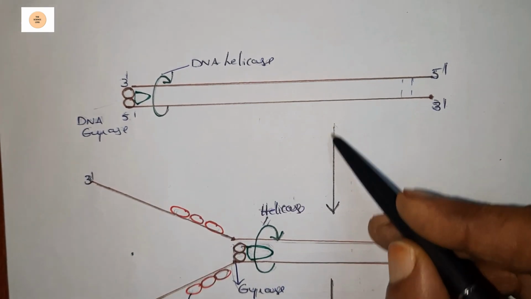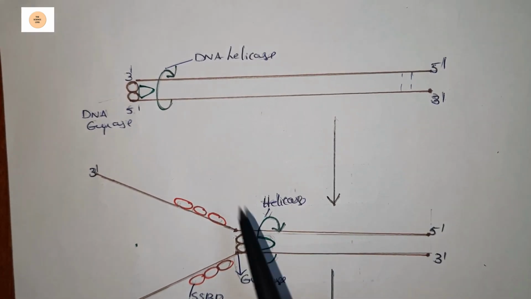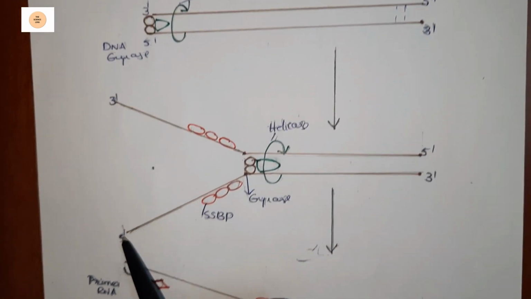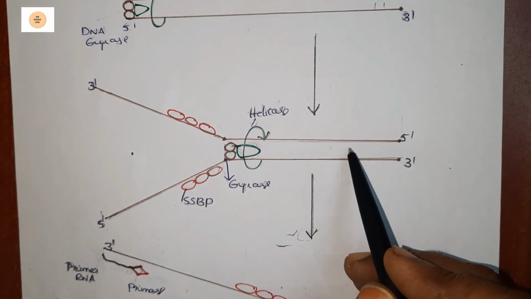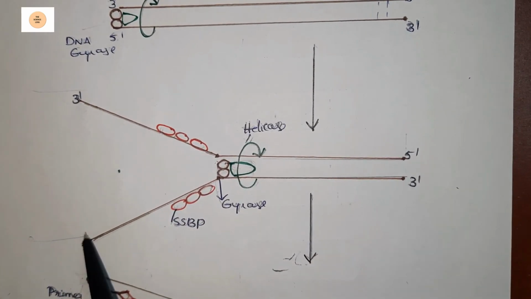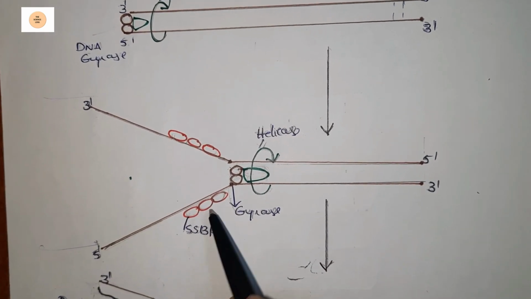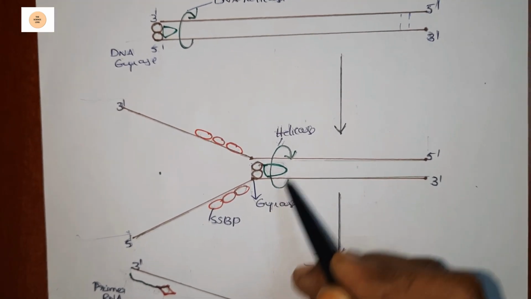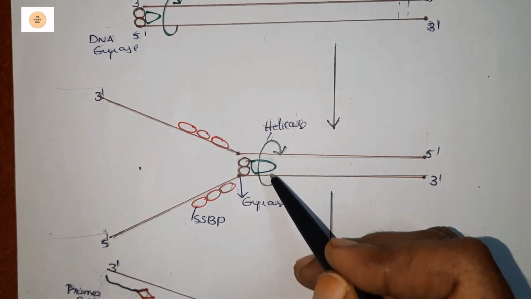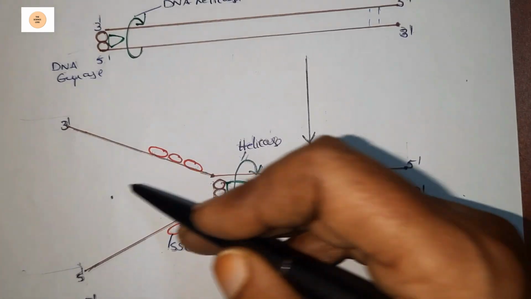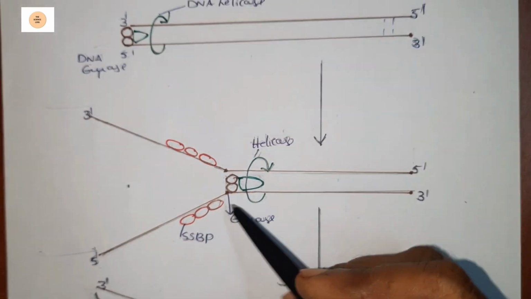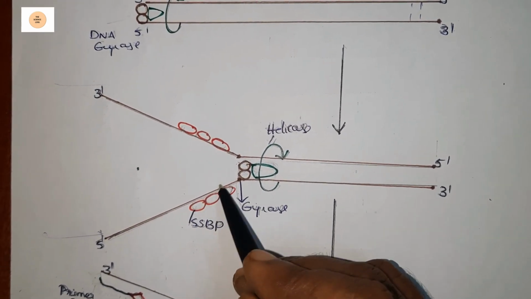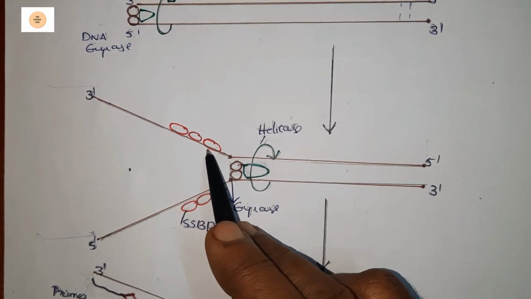Now, after the first step, the bubble formation takes place, and here we are going to observe two fork-like structures. Here these are extended structures, and like this we are going to observe. With the help of the enzymes, that is gyrase and helicase, by swivel action and unwinding action, the two strands are separated here, and single stranded binding proteins bind to each strand, thus stabilizing these two single strands.